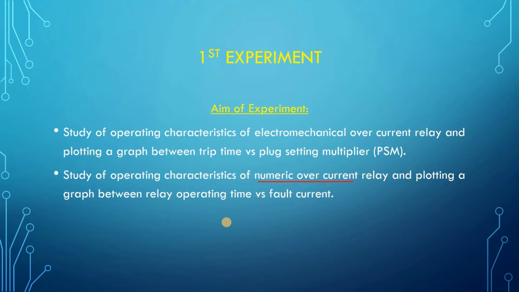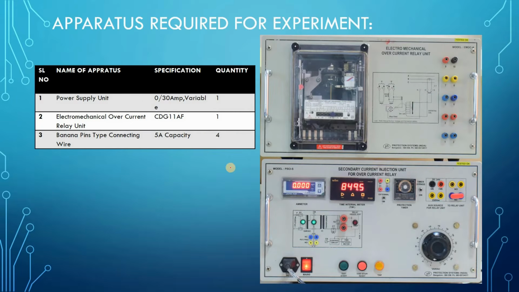So, the aim of the experiment is to study the operating characteristic of an electromechanical overcurrent relay and plot a graph between trip time versus time setting multiplier. The apparatus required is a power supply unit, or in other words a current injection unit, and an electromechanical overcurrent relay unit.